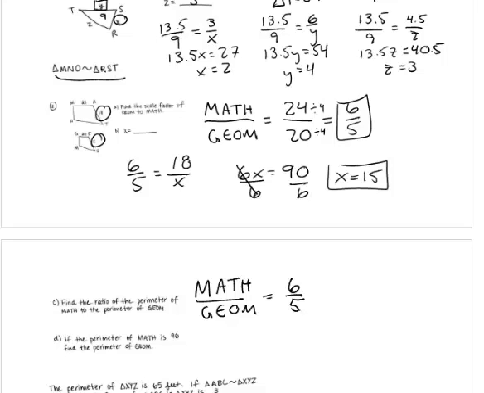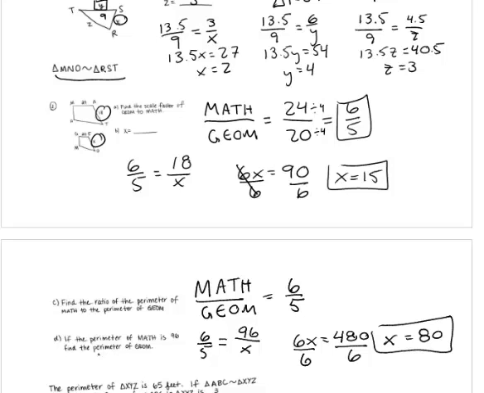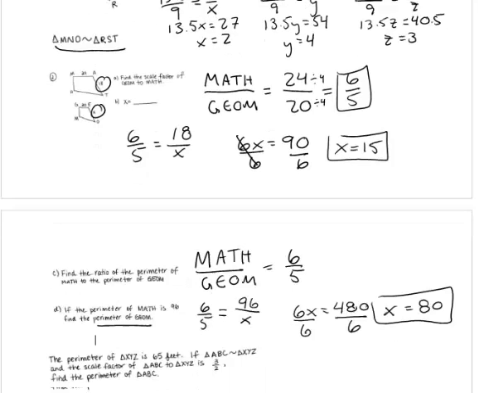If the perimeter of MATH is 96, find the perimeter of GEOM. I want to stick with that same ratio, 6 to 5. And then the perimeter of MATH is the 96. The perimeter of GEOM I'll just call x, and then I'll cross multiply and solve. So 6 times x is 6x. 96 times 5, that's probably a calculator one. If you type that in, you should get 480. And then divide both sides by 6. X equals 80. Final answer. Okay, x refers to the perimeter of GEOM. Okay, let's slide down and check out the last problem on here.